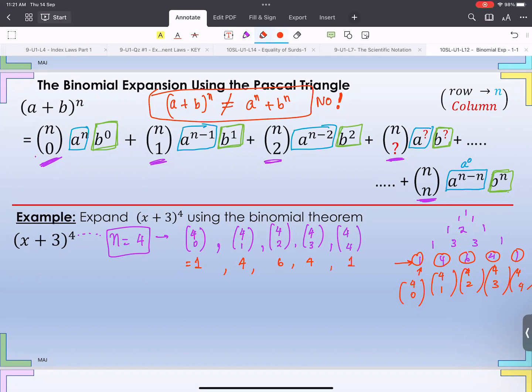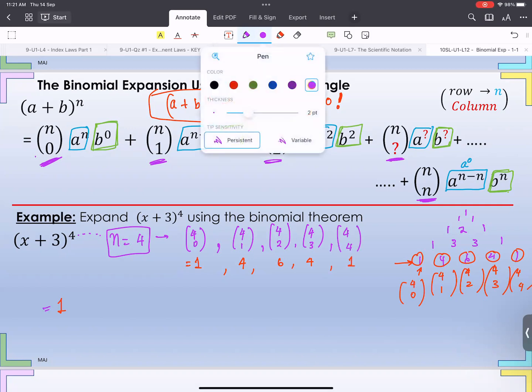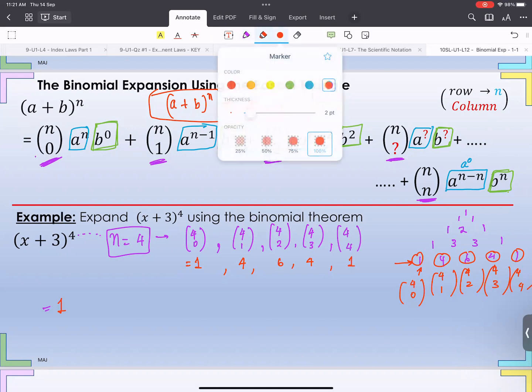Those are the values that we're going to be using in the binomial expansion. So let's assemble this together. We start with n choose 0, so we're going to start with 1, a to the power of n. In this case, a is the same as x.